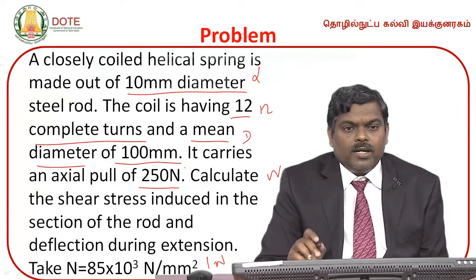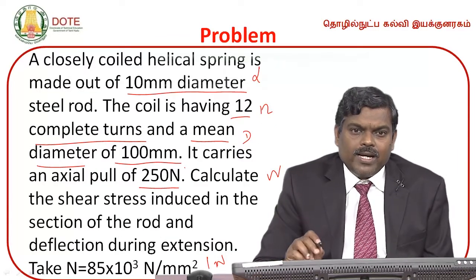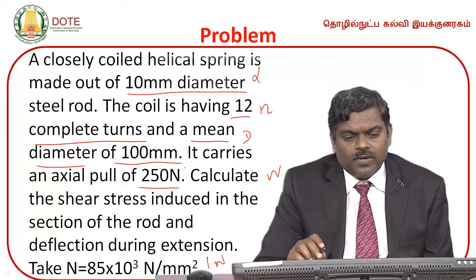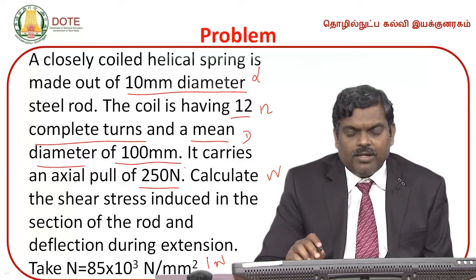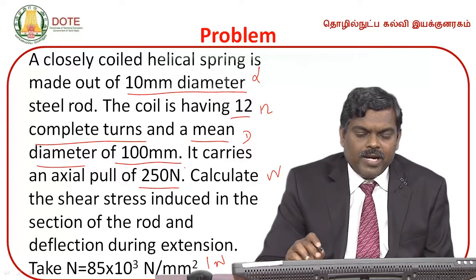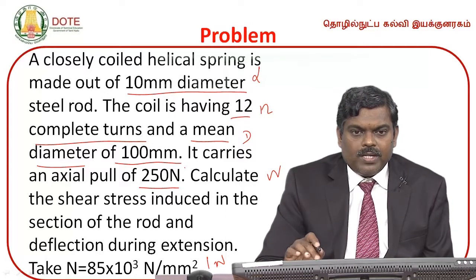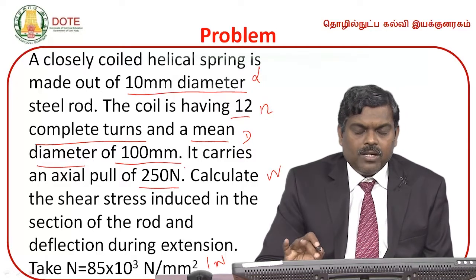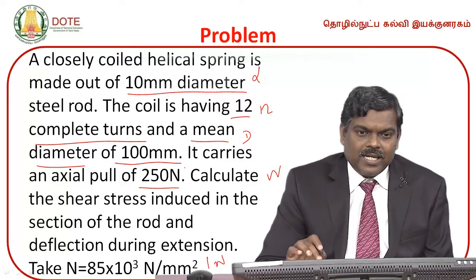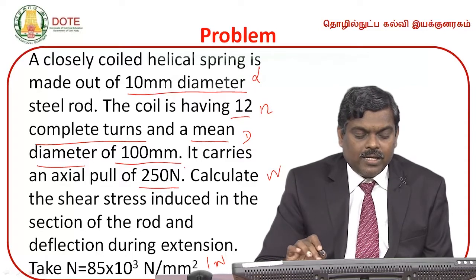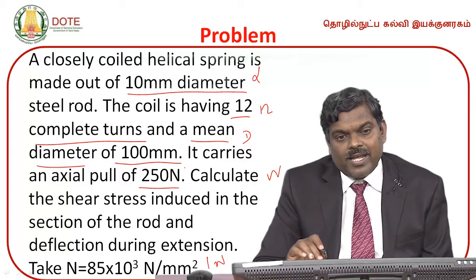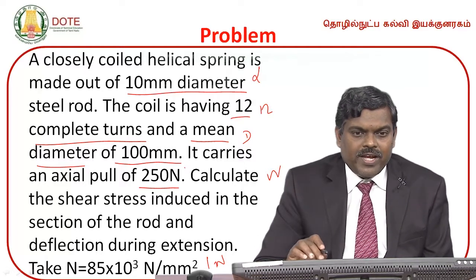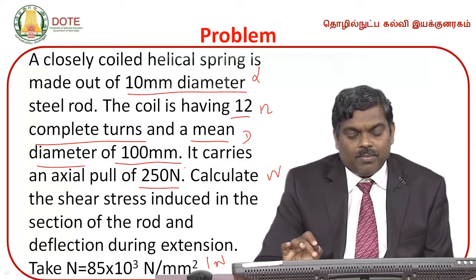A closely coiled helical spring is made out of 10 mm diameter steel rod. The coil is having 12 complete turns and a mean diameter of 100 mm. It carries an axial pull of 250 Newton. Calculate the shear stress induced in the section of the rod and deflection during extension. Take modulus of rigidity n is equal to 85 into 10 to the power 3 Newton per mm square.